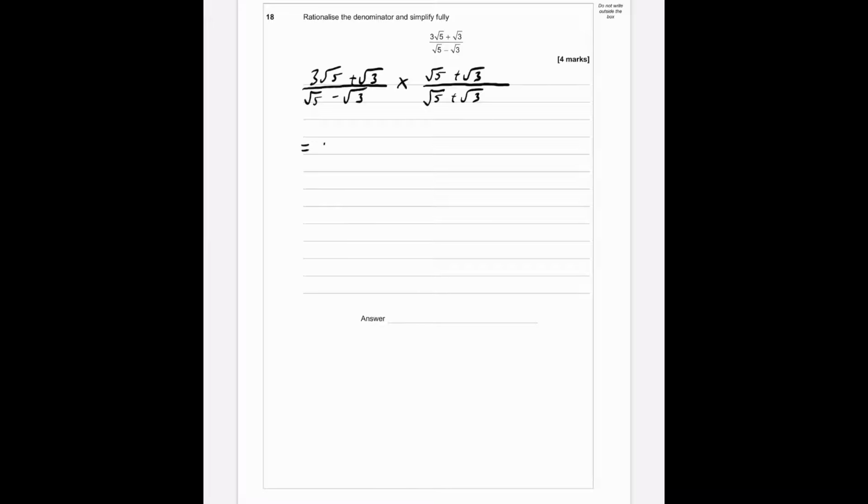Alright, so we're going to get in the numerator a 15 plus a root 15 plus 3 lots of root 15 plus 3. And that's going to be all over 5 minus 3. Then we can collect it all together. The numerator comes out as 18 plus 4 root 15. The denominator 5 minus 3 is 2. And that simplifies to 9 plus 2 root 15. And that's fully simplified.